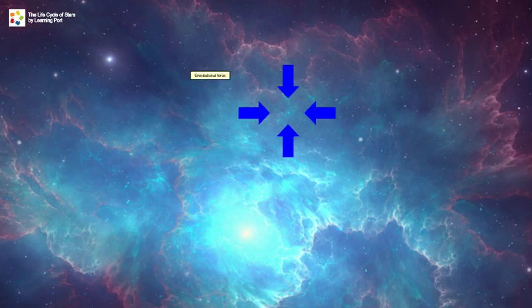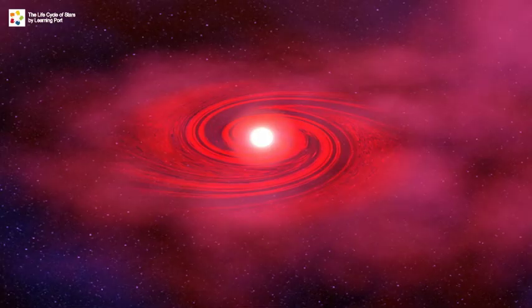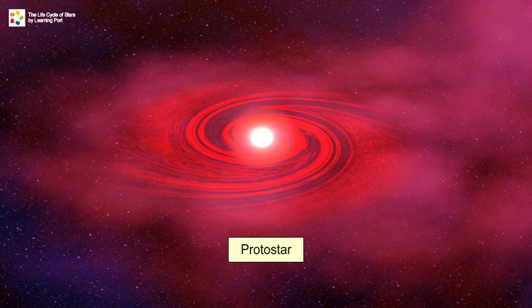Inside a nebula, gravitational forces pull gases and dust particles towards each other to form a globe. This compact globe of gas is called a protostar, and its formation marks the birth of a star.